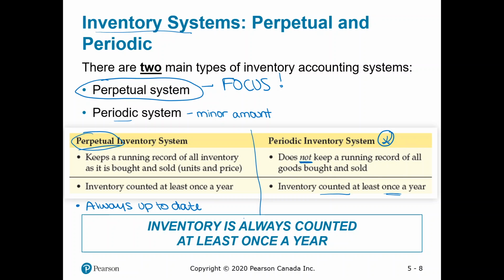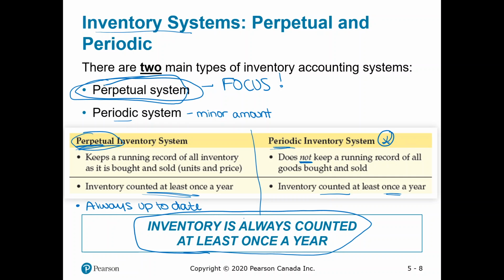And to note, even under perpetual, while we're continually updating, we still count our inventory once a year. So you're always going to do this count to make sure that whatever you tracked under perpetual is up to date, and so that you can update your periodic. Okay, so that is a quick look at the two different systems. And in the next few videos, we'll dive into the perpetual system and how that works.